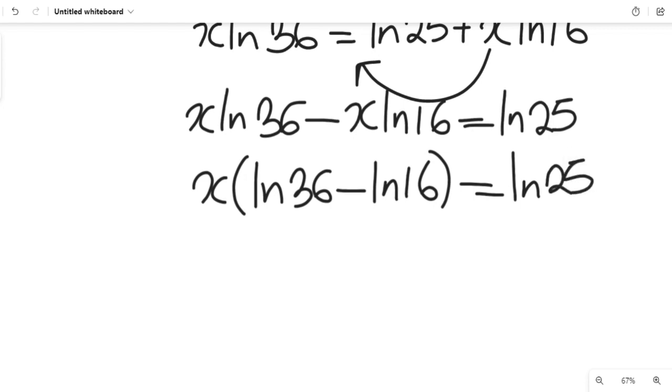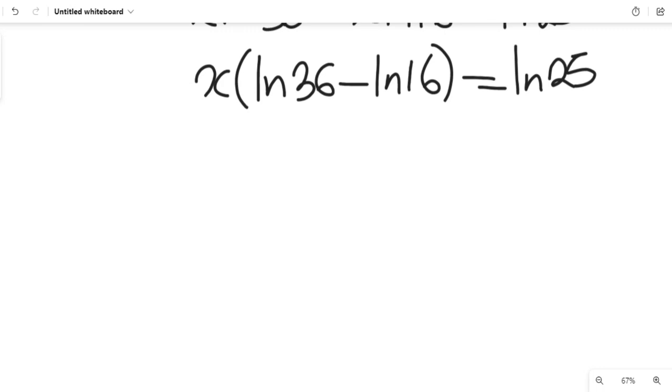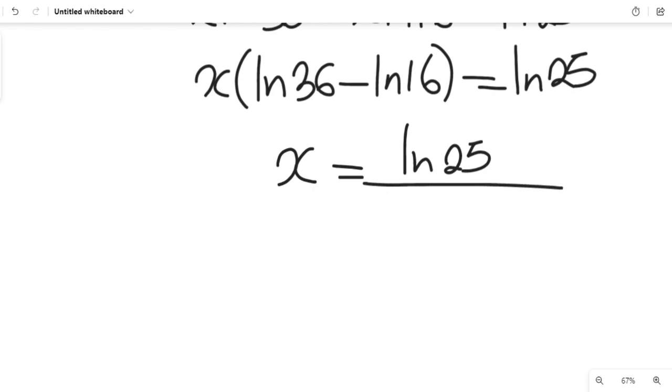Now, to find the value of x, which is our main priority, all we need to do is to divide both sides by the natural log of 36 minus the natural log of 16. And if we do that, the left hand side will give us x, equal to the natural log of 25 divided by the natural log of 36 minus the natural log of 16.